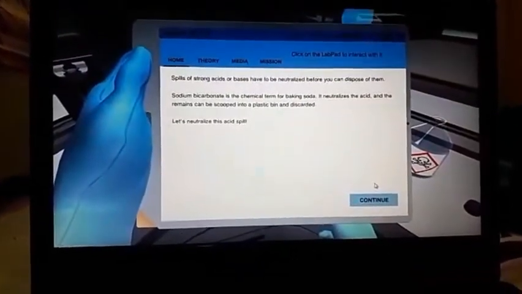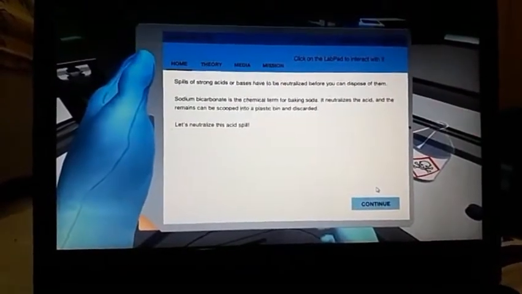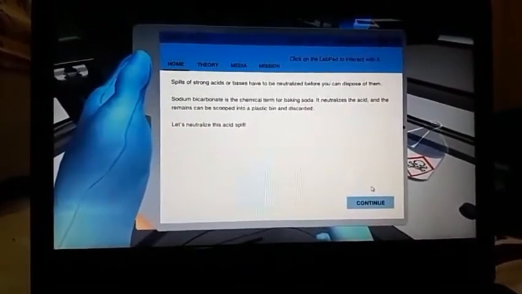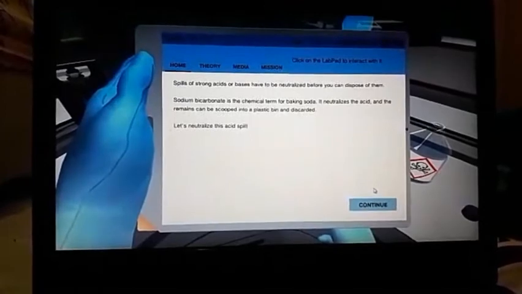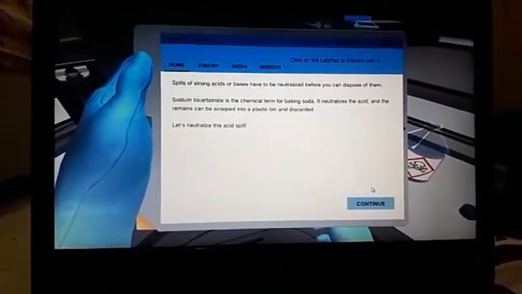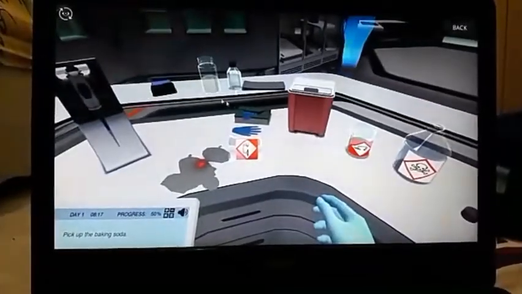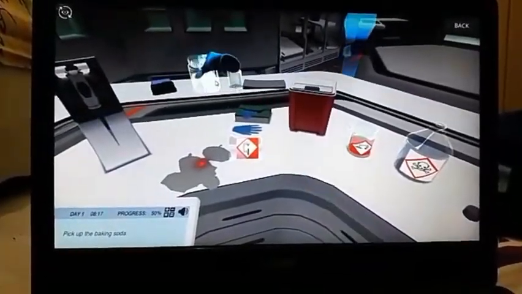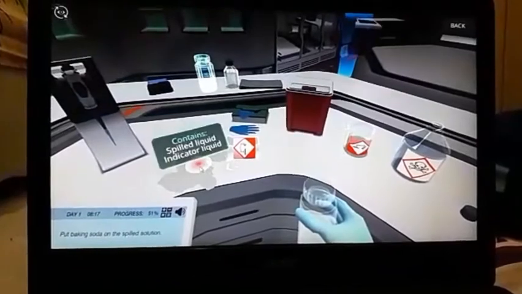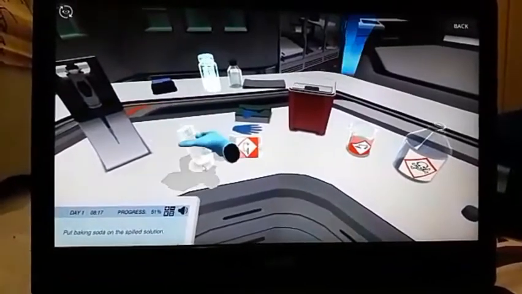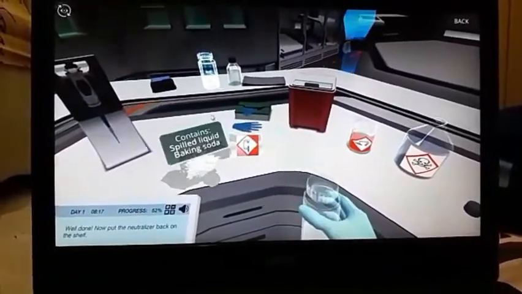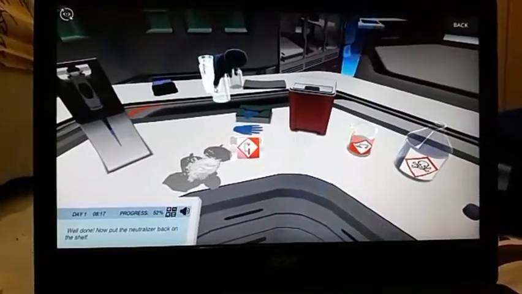Sodium bicarbonate is the chemical term for baking soda. It neutralizes the acid, and the remains can be scooped into a plastic bin and discarded. Let's neutralize this acid spill. Pick up the baking soda. Put baking soda on the spilled solution. Well done. Now put the neutralizer back on the shelf.